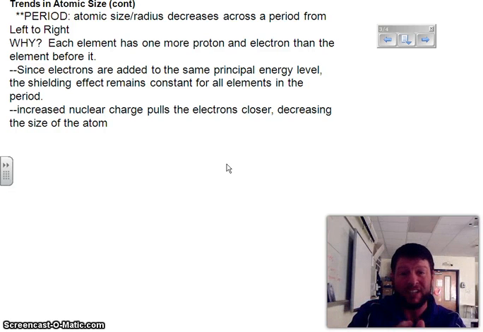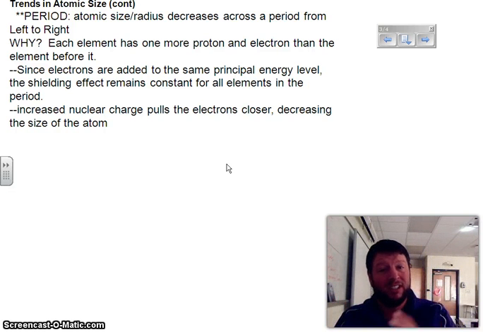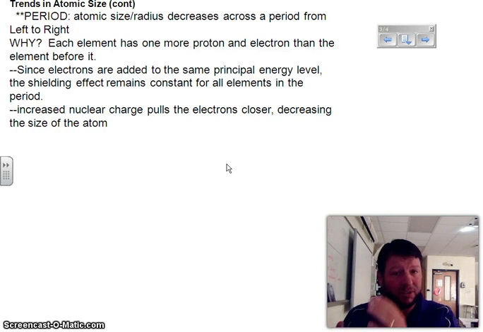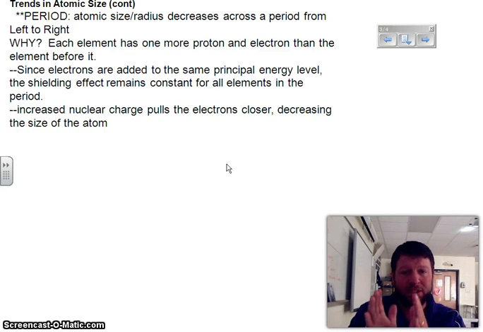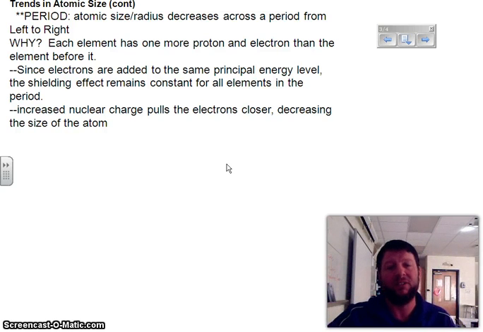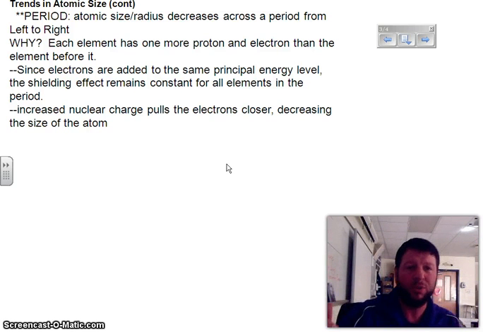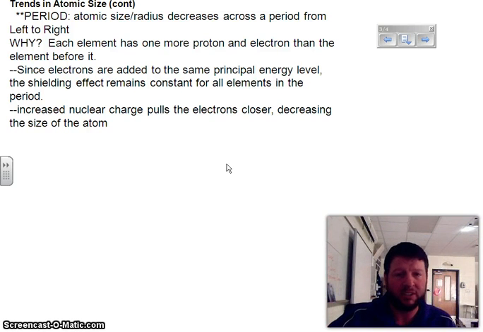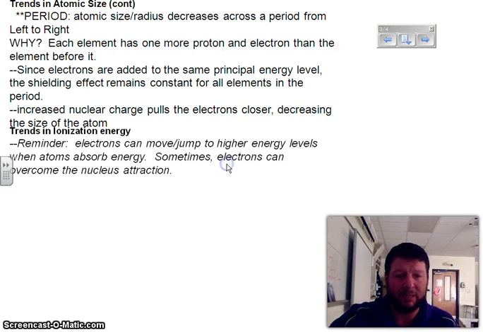So as you move left to right, we have more electromagnetic attraction between the protons and the electrons. Therefore, the size of the atom shrinks until you jump down to the next level, and that's when we have a new energy level, and that's when we start getting the shielding effect. Okay? So that's trends in atomic size.